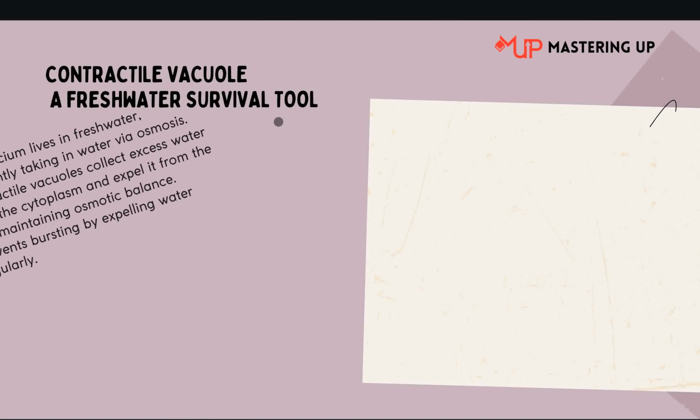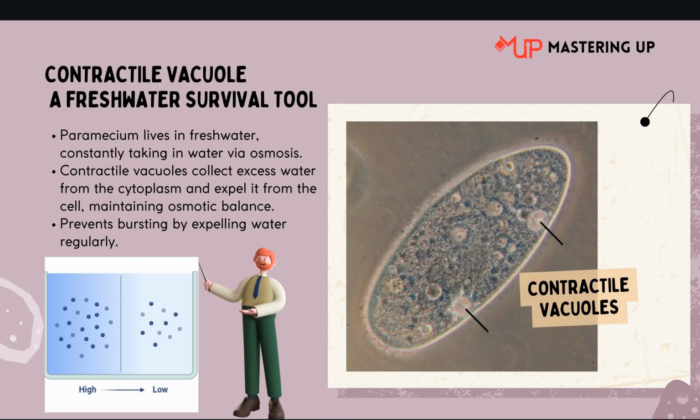Now let's move on to the contractile vacuole, a freshwater survival tool. Paramecium lives in freshwater, constantly taking in water via osmosis. The contractile vacuoles collect excess water from the cytoplasm and expel it from the cell, maintaining osmotic balance. This prevents bursting by expelling water regularly.